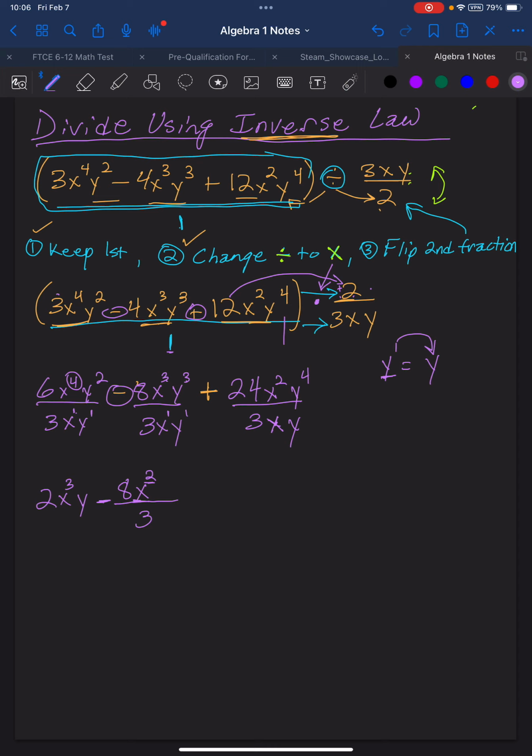3 minus 1 for our y. Let me erase that so it looks more clear. 3 minus 1 is 2, so we're just going to have y squared. Let's go to our next term. We have a positive here. This 3 is positive, so we know we're going to have a positive answer because a positive divided by a positive is a positive answer. Okay, 24 divided by 3 is 8.